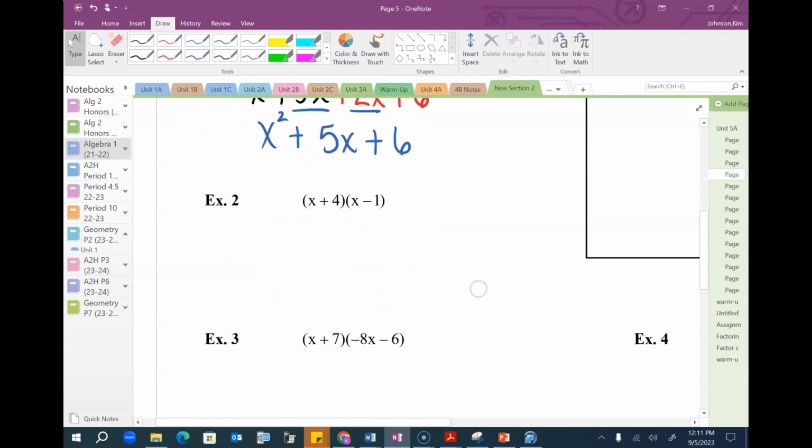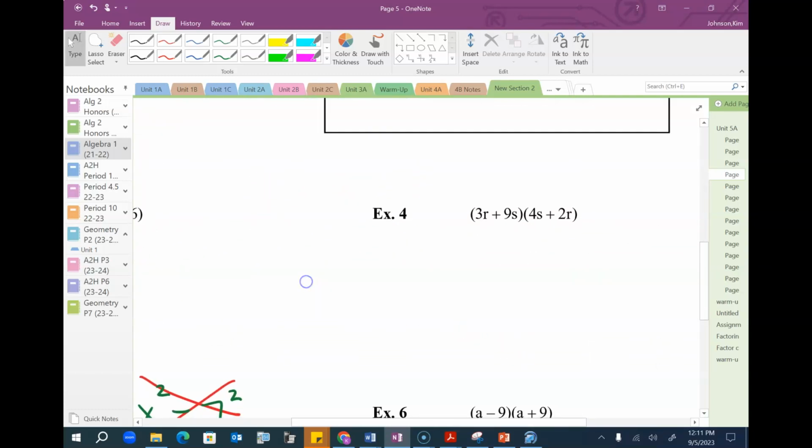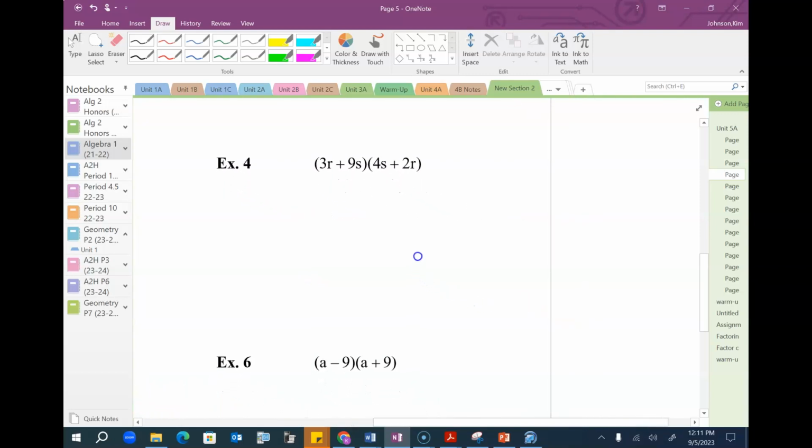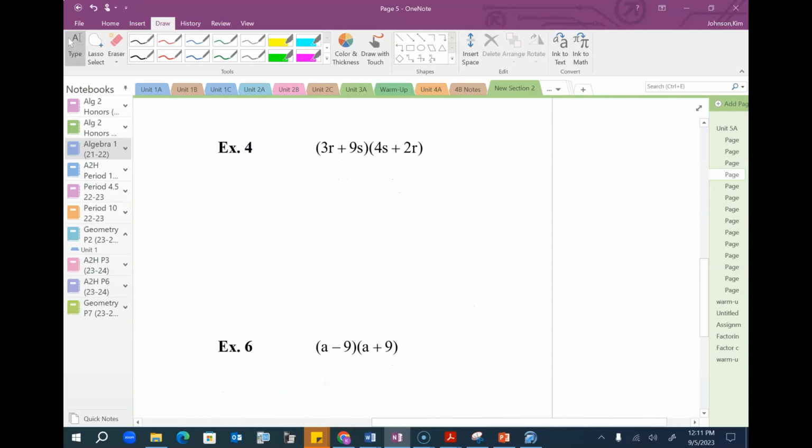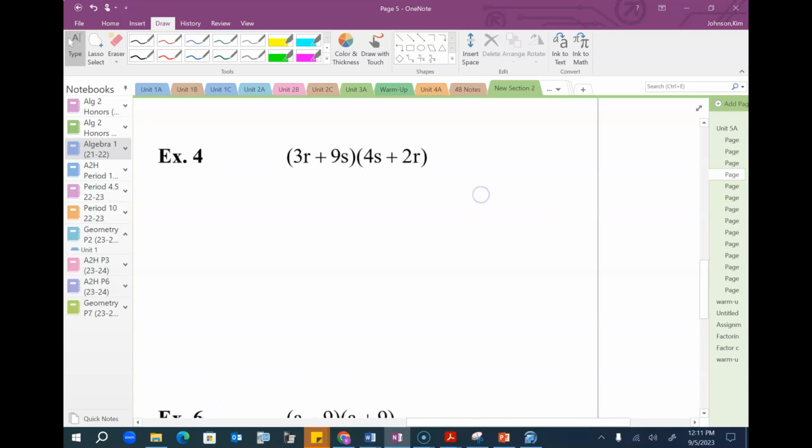Let's see if there's any more complicated ones. Ooh, number 4, that looks really tough to me. I've got 2 different letters in there and then lots of different coefficients. So let's see what it looks like when we multiply these binomials to each other. First, I'm going to follow the exact same process that I did for the other problem. I want to distribute both terms in the first parentheses to both terms in the second parentheses.